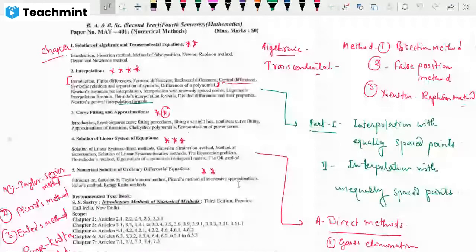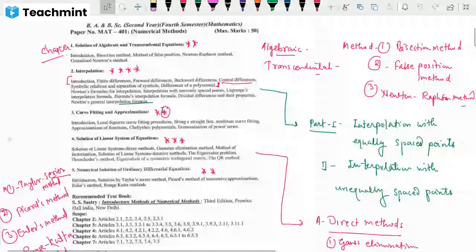I have already given some stars for the chapters according to their weightage. Weightage means weightage in your final examination. For the first chapter, I have given 2 stars. For the second chapter, I have given 4 stars. For the third chapter, I have given 2 stars, or I can lower it to 1 star. So I can give 1 star or 2 stars.